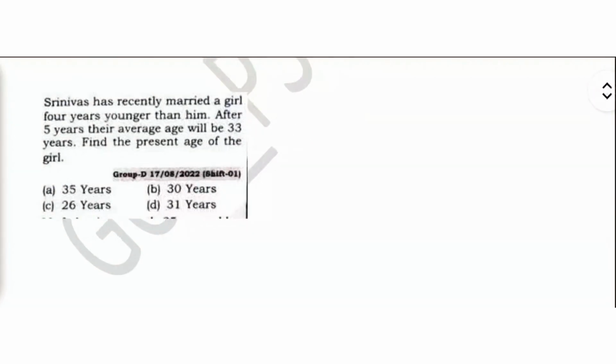Srinivas has recently married a girl 4 years younger than him. After 5 years, the average age will be 33. Guys, I will solve this question when I do your average topic. Okay, that time it will be more clear.